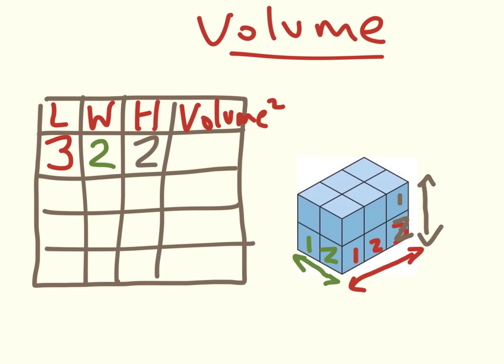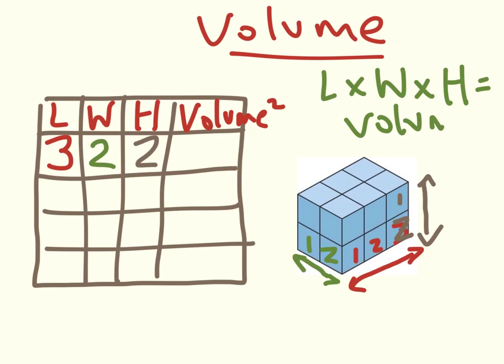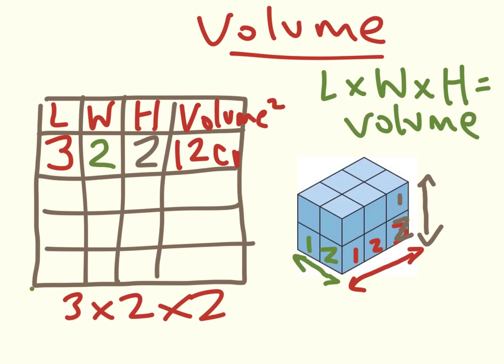And now to find the volume, here is the formula. Length times width times height equals the volume. So we multiply our 3 numbers together. Let's look at our example. We have 3 times 2 times 2. Let's work through that. 3 times 2 is 6. And then I take 6 and multiply that by 2. So 3 times 2 is 6, times 2 equals 12. So the volume is 12 centimeters cubed.